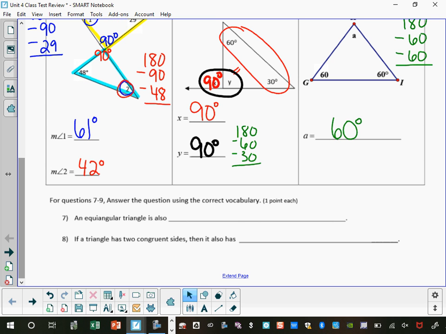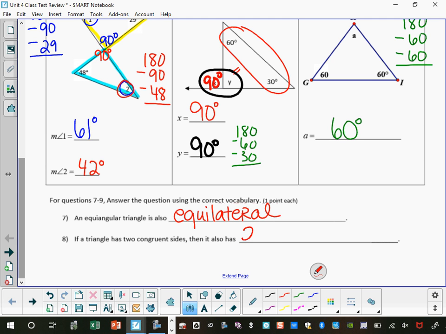All right, for question 7, 8. Answer the question using the correct vocabulary. An equiangular triangle is also equilateral. Those go hand in hand. Equiangular is also equilateral. And if a triangle has two congruent sides, then it also has two congruent base angles.